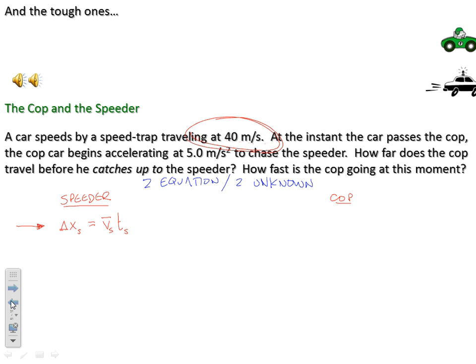We can say that the cop travels some, or has some change in position, but he doesn't move at a nice average constant velocity. What he does do is start at rest, because he's sitting there in the speed trap, and then accelerates at some constant rate. So we can say that for the cop, we know his initial velocity, the amount of time that he travels. We know his acceleration, and that same amount of time that he travels for.